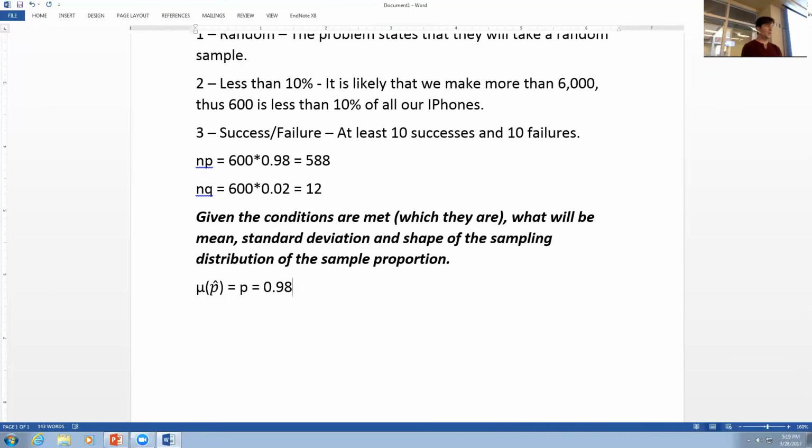So it's just like, if I tell you we expect 98% of iPhones to be good, and you go out and take a sample, what would you expect? And this is the expected value, or the mean, for the distribution of the sample proportion. You would expect it to equal the mean, because that's what I just told you. It's like 98% are good. Well, I expect 98% to be good.